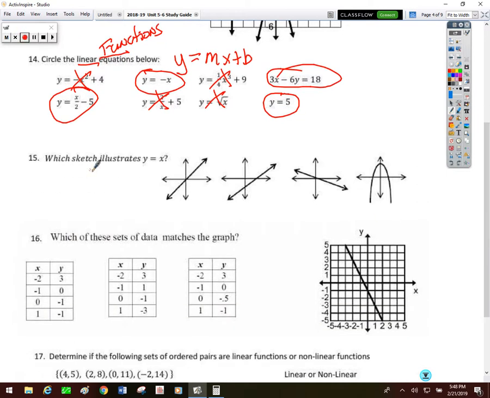All right. Which sketch illustrates y equals x? Okay. Well, if I'm looking here, before I even do any work, I know for a fact there's no exponent, so it can't be this one. And it's going uphill, so it can't be that one. So I'm down to these two choices. Well, remember, what this actually means is starting at the origin, going up one, right one. Well, this one does not start at the origin. This has a negative y-intercept, so it can't be that one. There's my choice. Okay. All right.